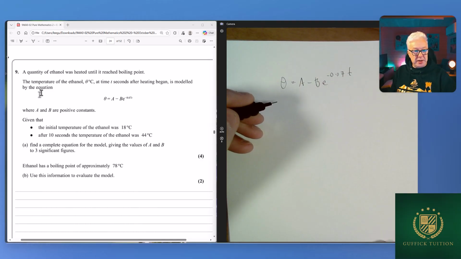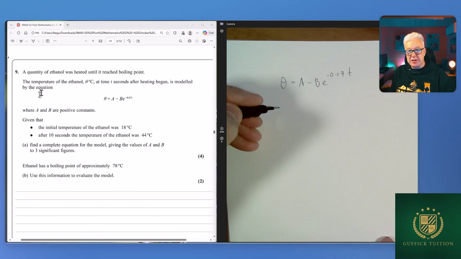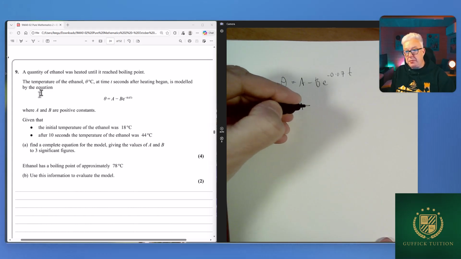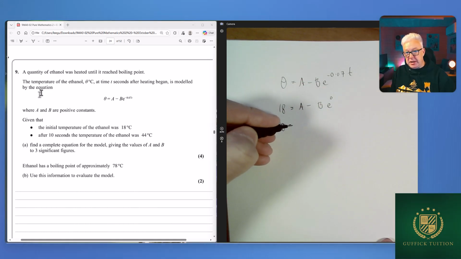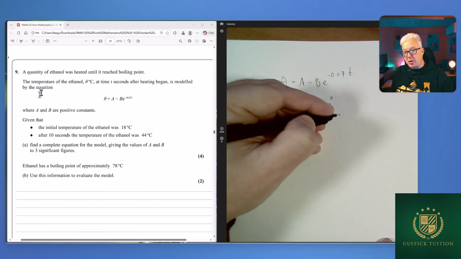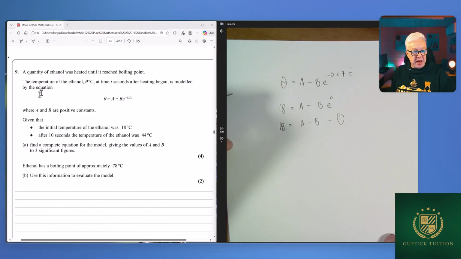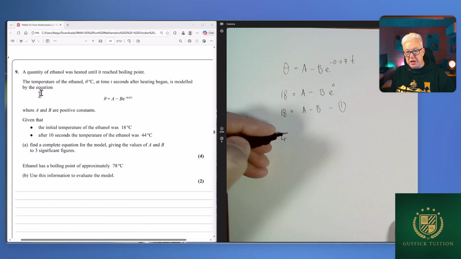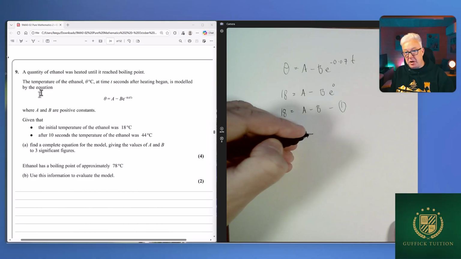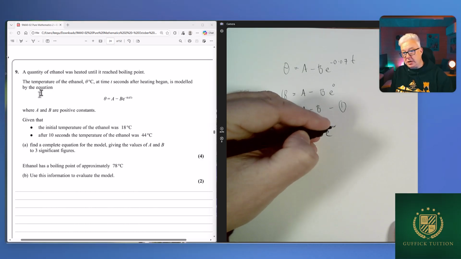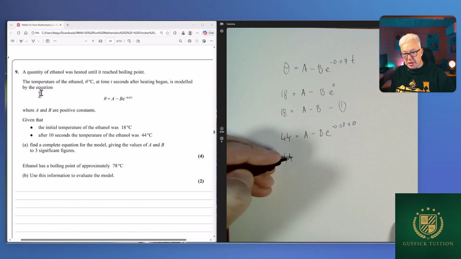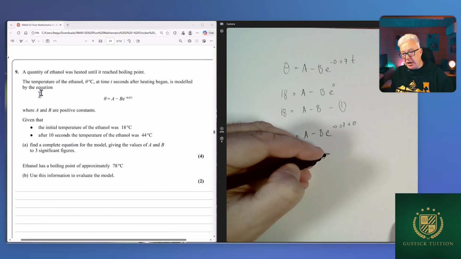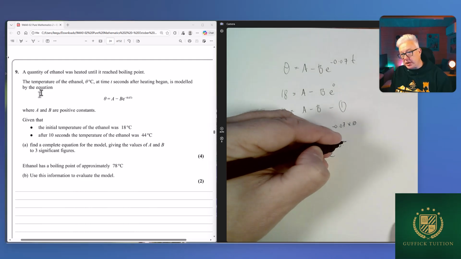t. So it says initial temperature was 18 degrees C. So 18 is equal to A minus B times e to the 0. So 18 is equal to A minus B. So that's our equation 1. After 10 seconds, the temperature of the ethanol was 44 degrees. So we've got 44 is equal to A minus B e to the minus 0.07 times by 10. So 44 is equal to A minus B e to the minus 0.7.